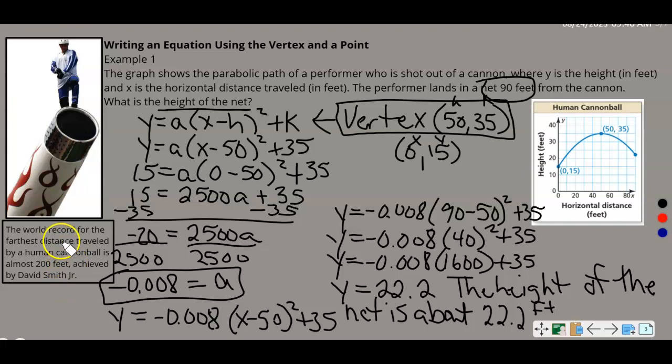Here it says the world record for the furthest distance traveled by a human cannonball is almost 200 feet. Can you imagine flying through the air for 200 feet? This was achieved by David Smith Jr. So that's just a cool fact.